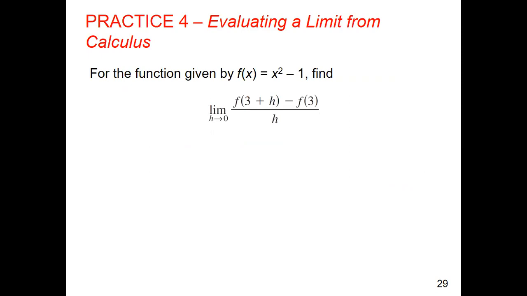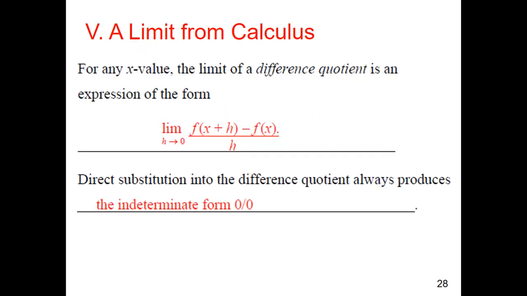Is there room at the bottom of your page, underneath this? Did y'all write this down? Yes, we've written that down. So you should have written down the difference quotient: the limit as h goes to 0 of f of x plus h minus f of x, divided by h. H always goes to 0 in the limit in the difference quotient.